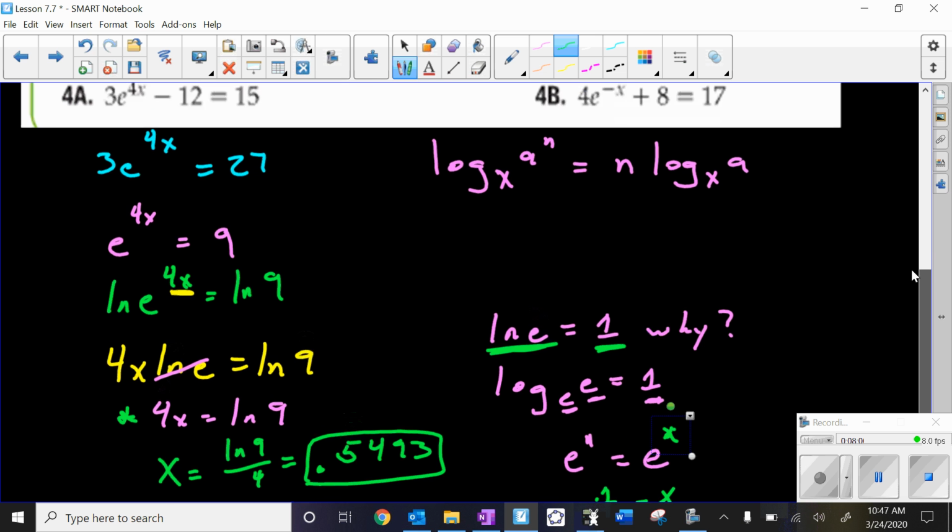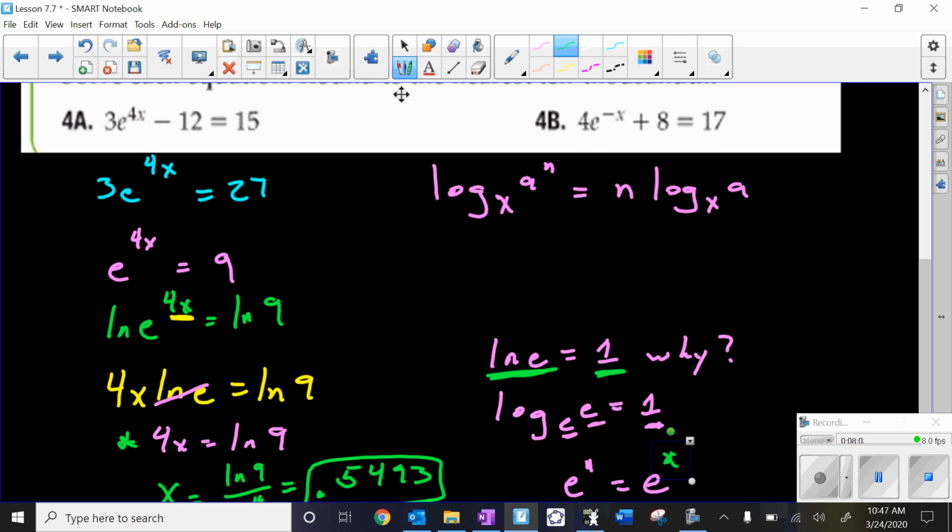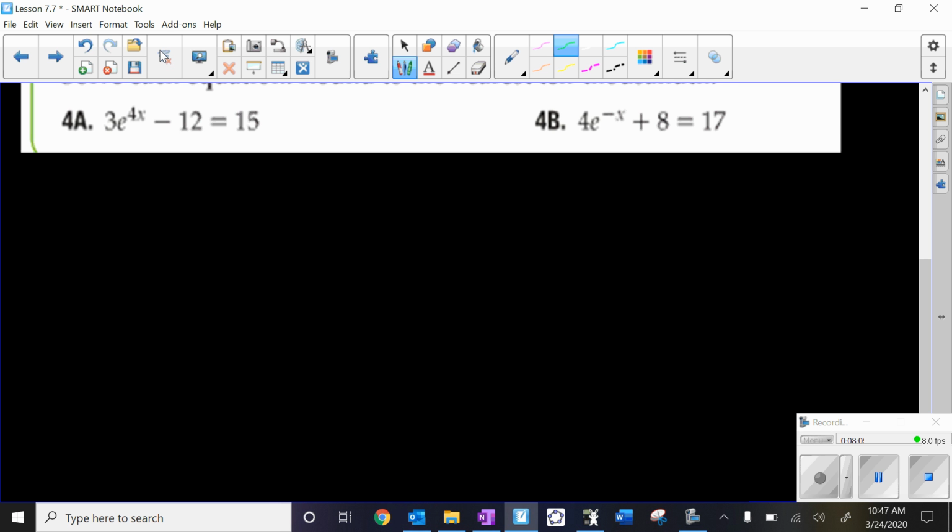All right, we're going to do one more, just so we can make sure that we understand how this works. I'm going to erase all of this. We're going to look at 4b now. One more. Same idea, I want to get e to the negative x by itself. So I'm going to have to subtract 8 and then divide by 4. We'll go through this one just a little bit quicker. So now I have 4e to the negative x. If I subtract 8, that's going to get me 9 out of the deal. Then I'm going to divide by 4.